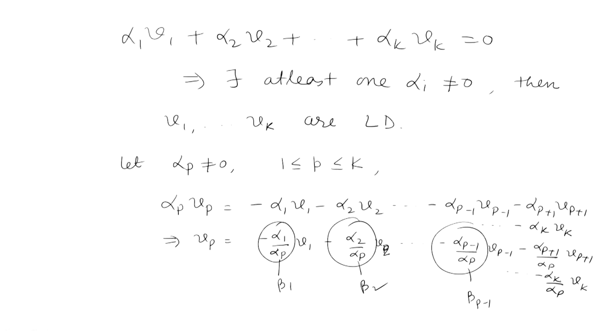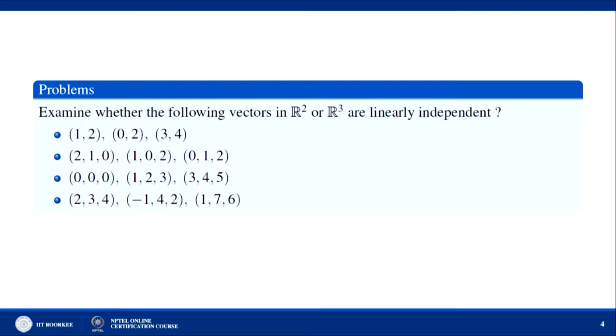So, what I want to say is that if vectors are linearly dependent, then there always exists at least one vector or one element in that set which can be expressed as a linear combination of the remaining vectors. And if vectors are linearly independent, then none of the vectors can be expressed as a linear combination of the remaining vectors. Okay. Now, let us discuss this by a few examples.